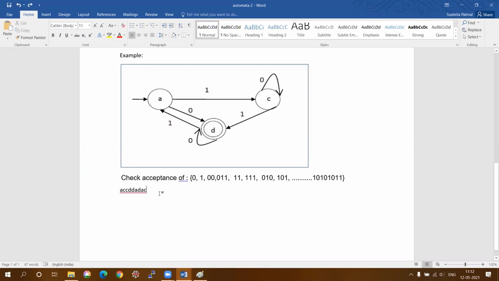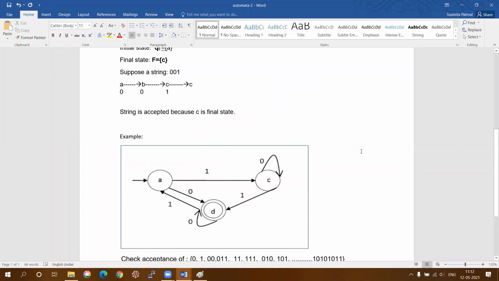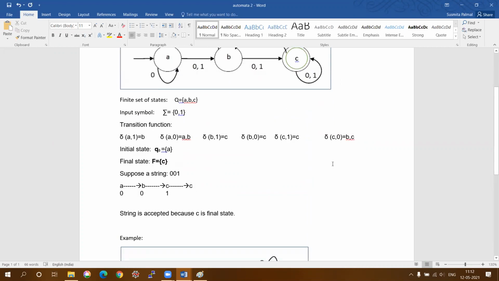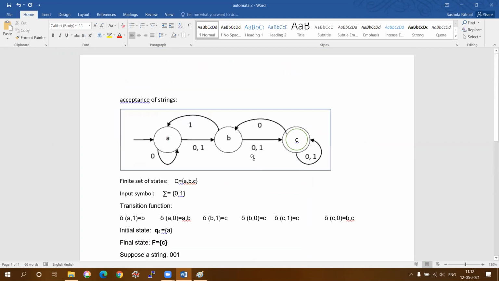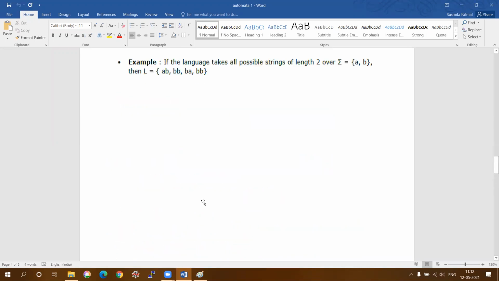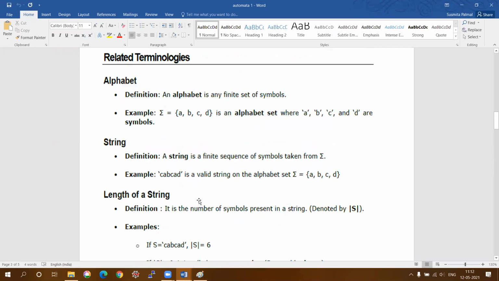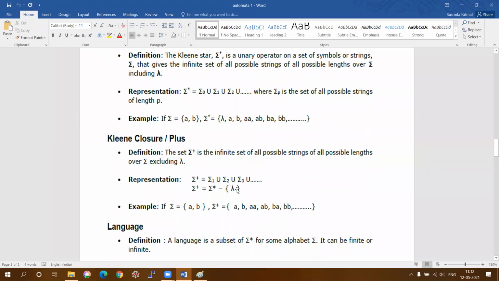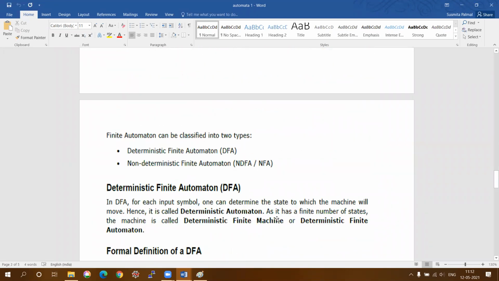This is one important thing. Some questions, or MCQ-type questions, may be asked on this. This kind of concept comes in examinations as a question. It is a simple thing, just a matter of observation. This is all about acceptance of a string. In the last class we talked about the alphabet, the string, the length of the string, and the Kleene star. We just discussed the acceptance of the string.